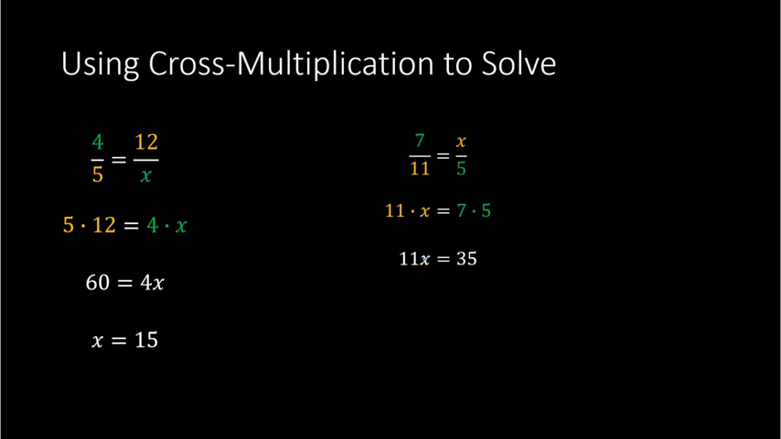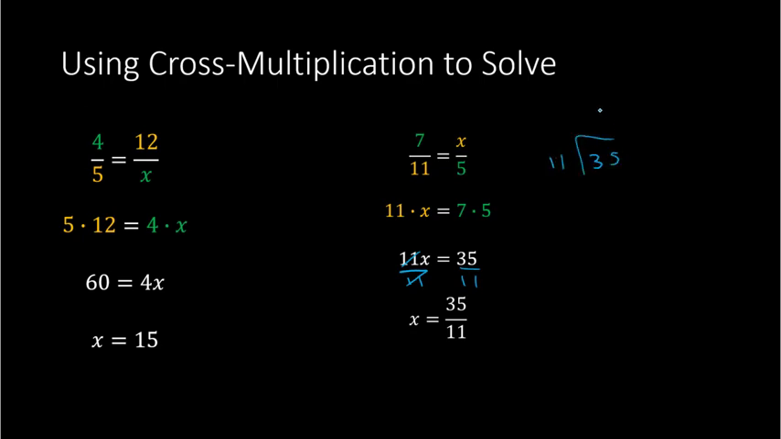So 11 times x is the same thing as 11x, and then 7 times 5 is 35. And then to solve for x, we just get rid of the 11. The 11 is being multiplied. So to get rid of it, we must do the opposite of multiplying, which is divide. So we divide both sides by 11. Now we have x equaling 35 divided by 11, and it's best to either write this as a mixed number or as a decimal.